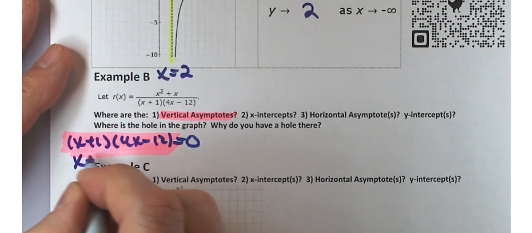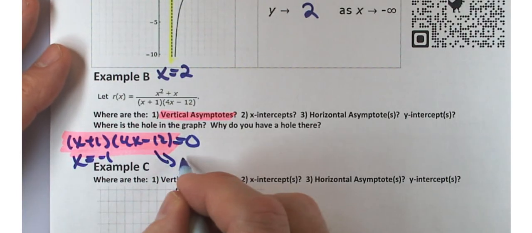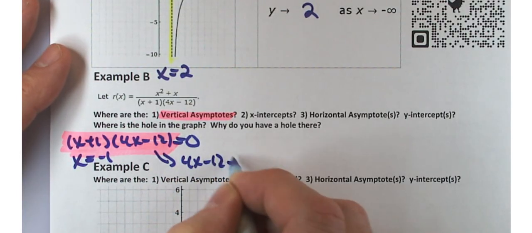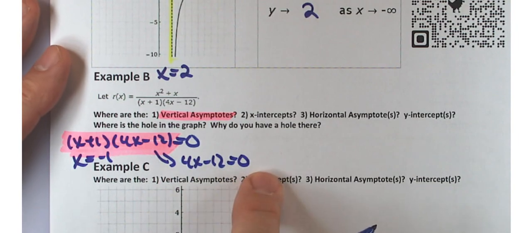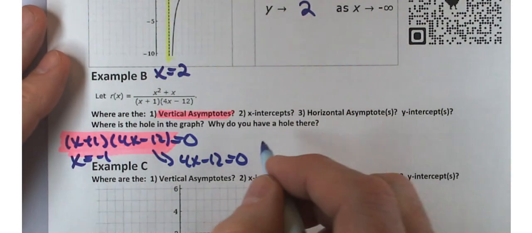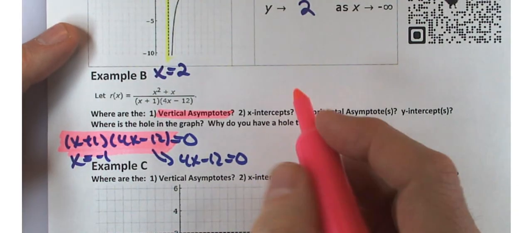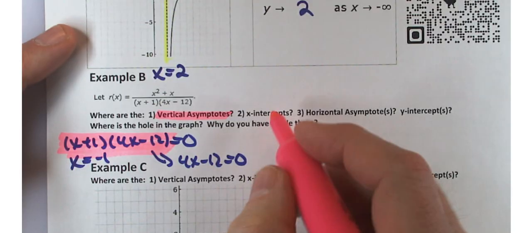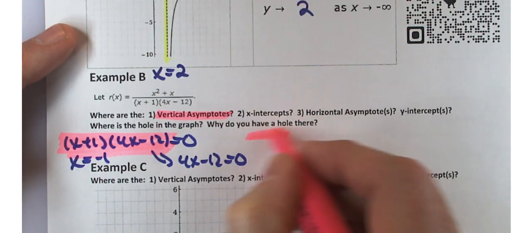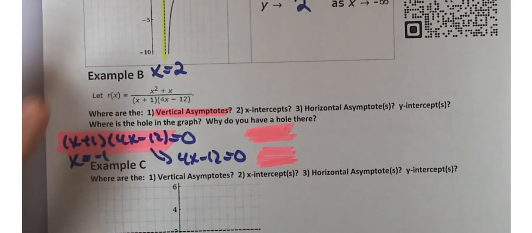Yeah, x equals -1, so that's going to be your vertical asymptote. But then there's another one here where 4x minus 12 equals 0. Move the 12 to the other side. Divide by 4. What's that leave us with? 3. Yeah, 3. So we got two vertical asymptotes. We've got one at x equals 12, or excuse me, x equals 3, and one at x equals -1. All right, so there's their vertical asymptotes.